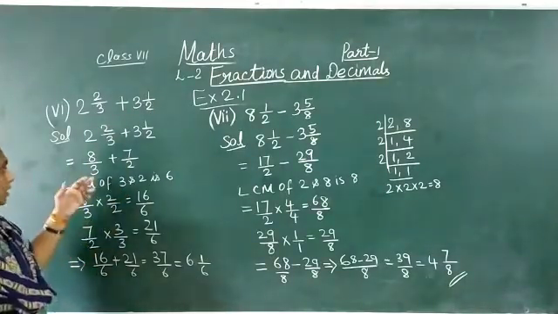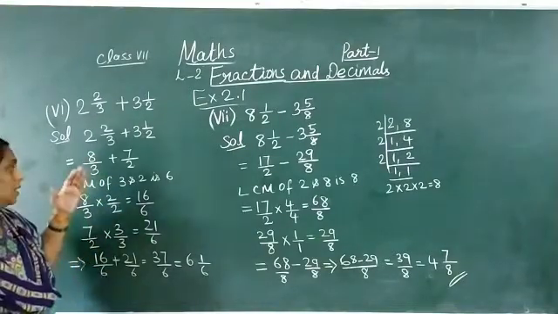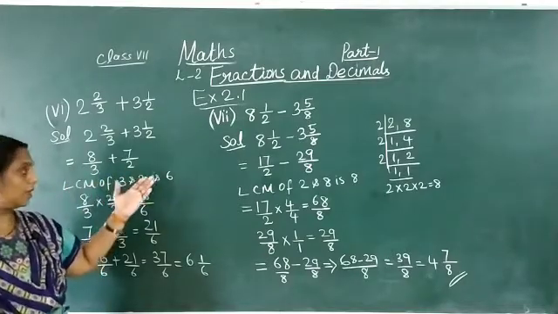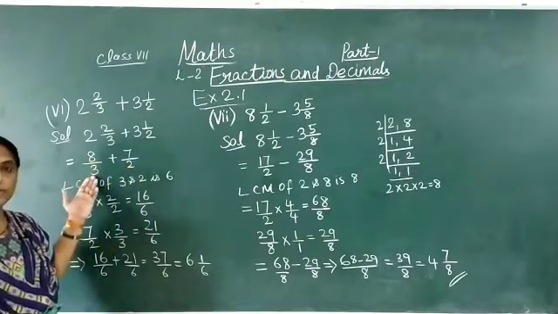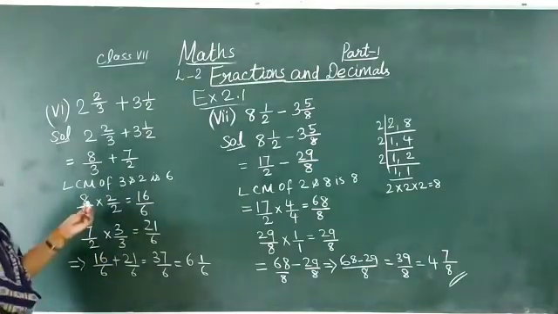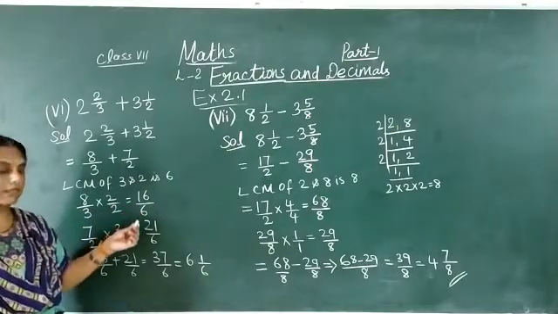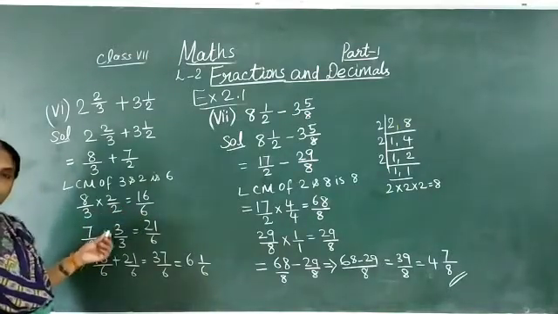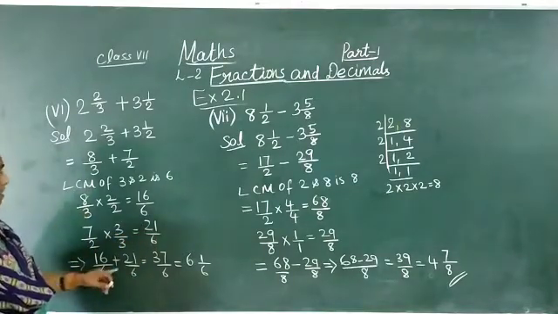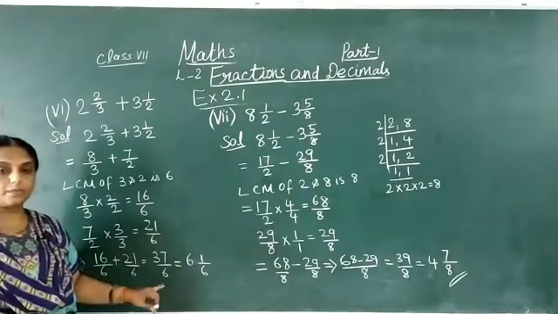We have to find out the LCM of 3 and 2. We multiply 3 2s are 6, because 6 is in the 3 table and also in the 2 table. In the 2 table 3 times and in the 3 table it is 2 times. So the LCM of 3 and 2 is 6. Now 8 by 3 multiplied by 2 by 2, that is equal to 8 2s are 16 by 6. Now 7 by 2 multiplied by 3 by 3, 7 3s are 21 by 6. Now 16 by 6 plus 21 by 6, 16 and 21 will become 37 by 6.